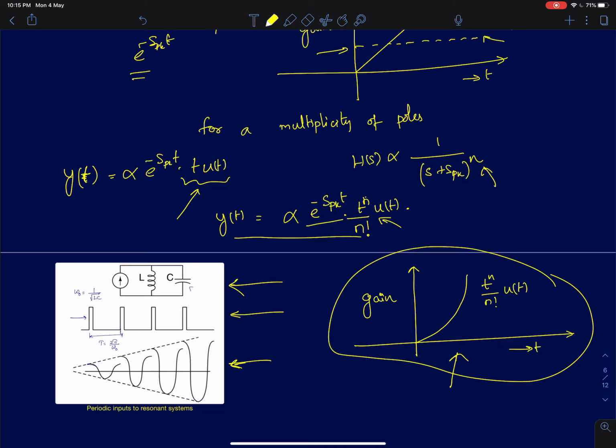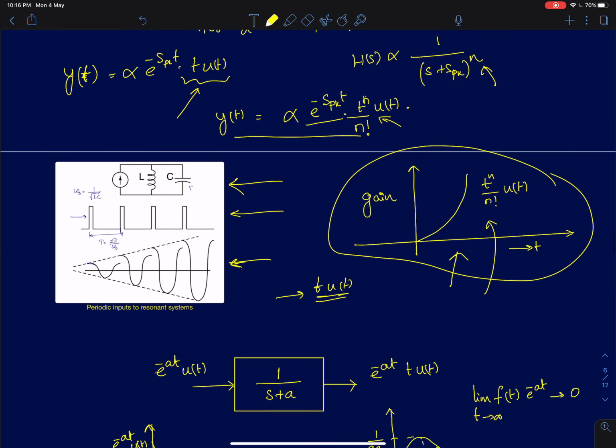So this is what happens when you feed a singular input to a causal system. All we are saying is that the system is going to offer a time varying gain, and the gain will increase linearly with time if you have a single pole at the exponent of the exponential signal. If you have a multiplicity of poles, of course, the gain is going to increase at a much higher rate as a function of time.